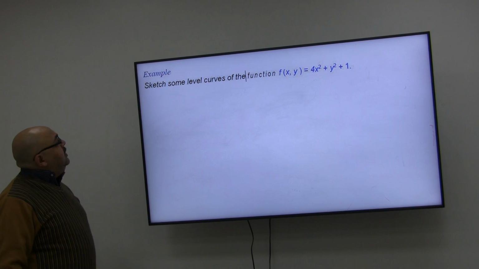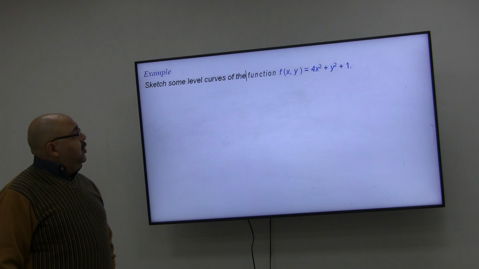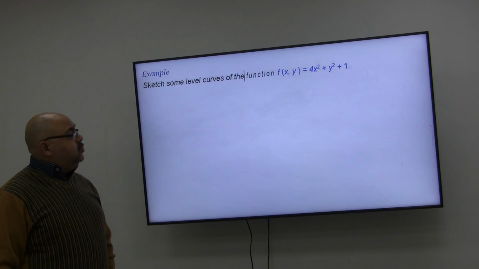Okay, now we sketch some level curves of the function f of x y equals 4x squared y squared plus 1.